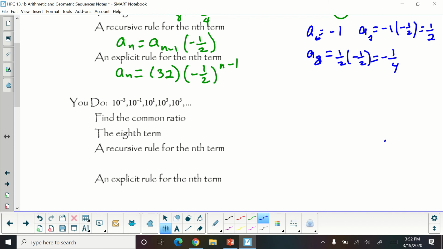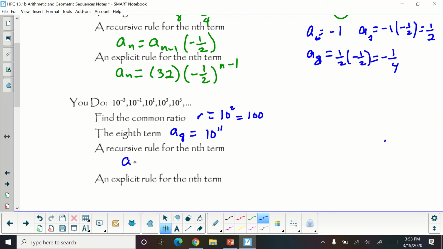Okay, so hopefully you found that your common ratio here was 10 to the negative 1 divided by 10 to the negative 3rd, which is 10 to the 2nd, or 100, and we would use whichever form we thought was the most useful. To find our 8th term, we would keep multiplying by 100, and you should have found that that 8th term was 10 to the 11th, which we'll leave in that form. That's a pretty big number.